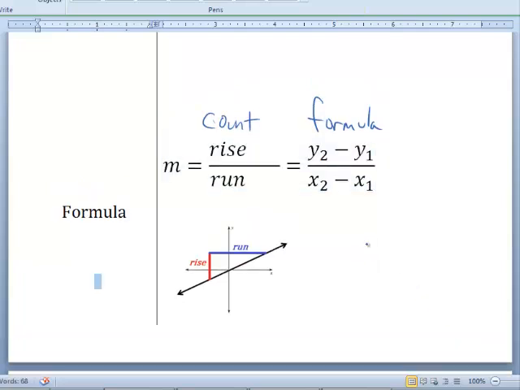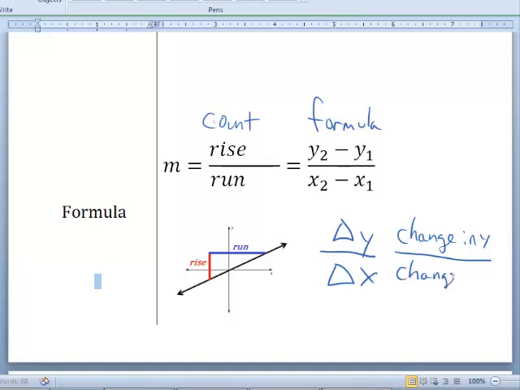Another way you might see slope written on a page or in a book is delta y over delta x. And this delta is a Greek symbol. It's a triangle, yes, and it means delta. And that's like saying the change in y over the change in x. Okay, so delta y means the change in y, and delta x means the change in x. Delta means change in math. So if you see it, don't be confused.